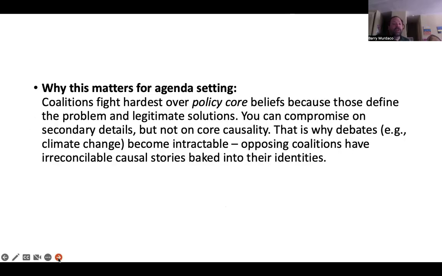Why this matters for agenda setting: coalitions fight hardest over policy core beliefs because those define the problem and legitimate solutions. You can compromise on secondary details, but not on core causality. This is why debates, for example, climate change, become intractable. Opposing coalitions have irreconcilable causal stories baked into their identities. And yes, that is true.